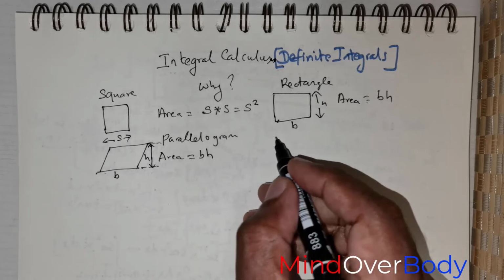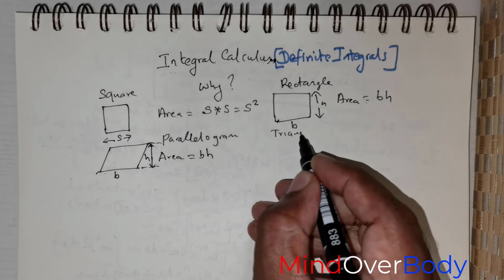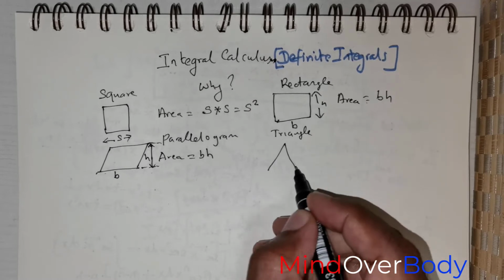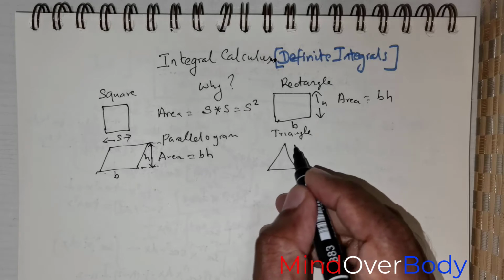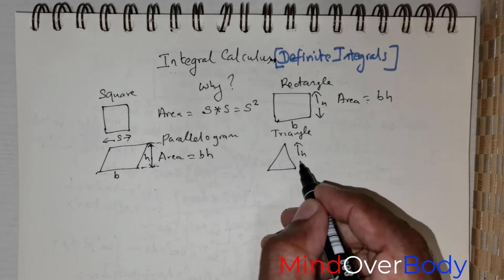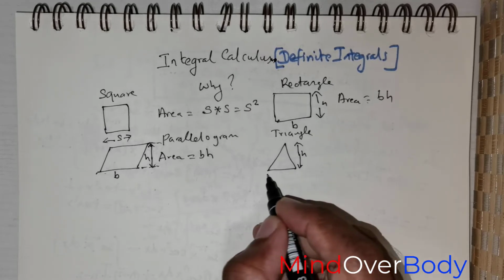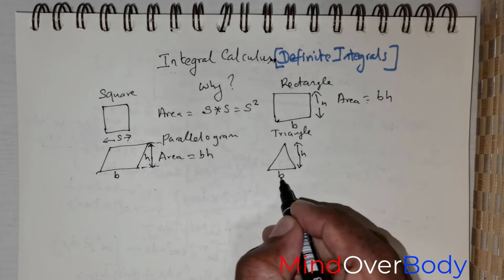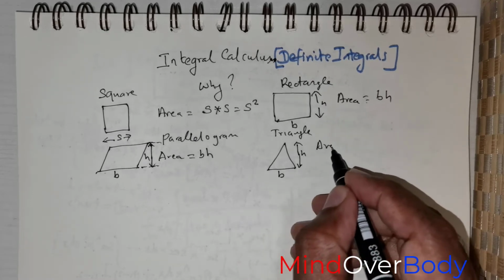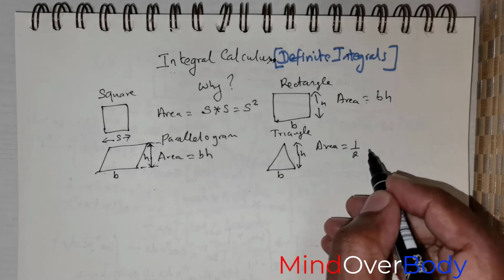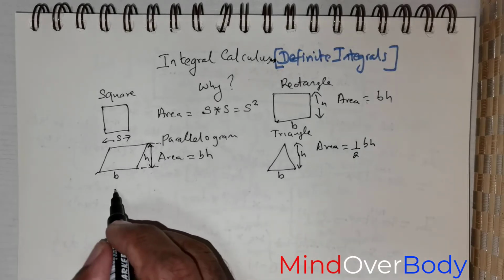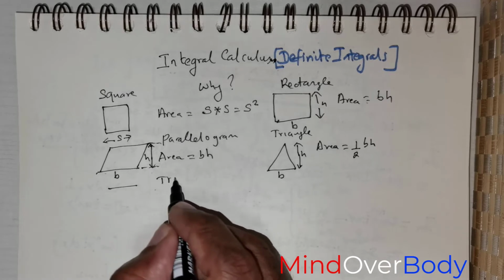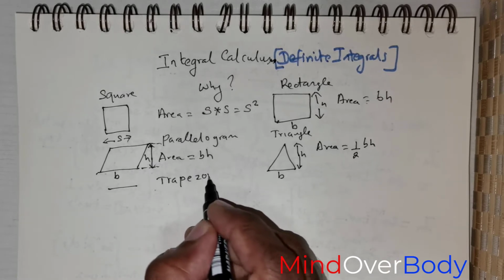Now let me go to the triangle. How would we obtain the area of the triangle? Say imagine the vertical height is h here and the base is b units, and the area is half times b into h.